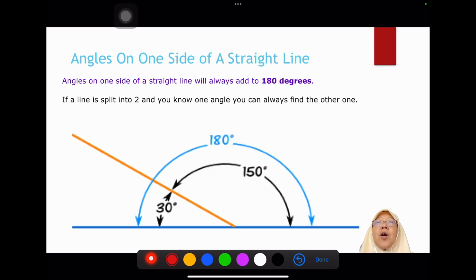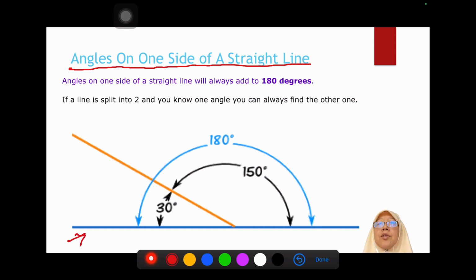All right, angles on one side of a straight line. This is a straight line, the blue line here, and we are looking at the top part. A straight line means 180 degrees. But then we have two different angles. One is 150 degrees, the other one is 30 degrees.